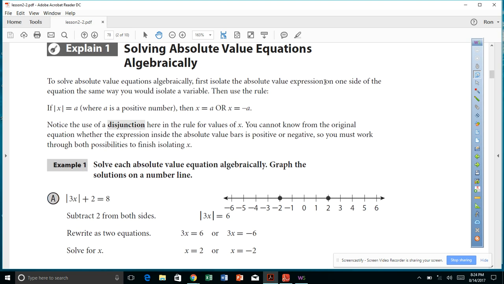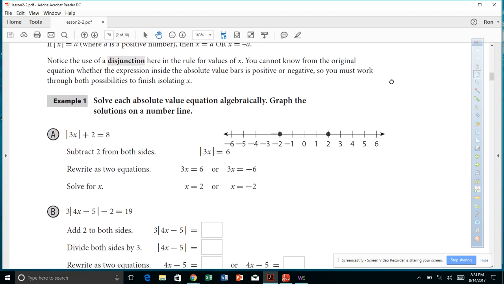Solving absolute value equations algebraically. To solve an absolute value equation algebraically, first isolate the absolute value expression on one side of the equation, the same way you would isolate a variable. Then use the rule: if the absolute value of x equals a, where a is a positive number, then x equals a or x equals negative a.